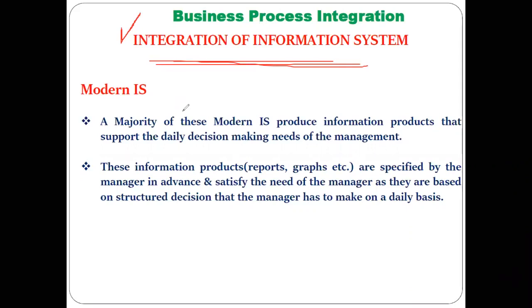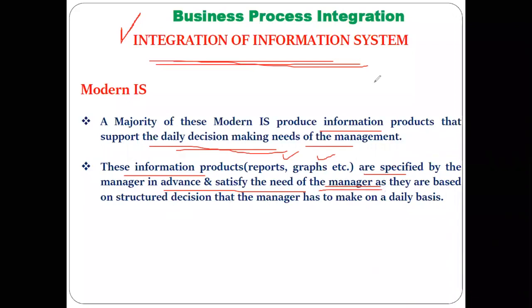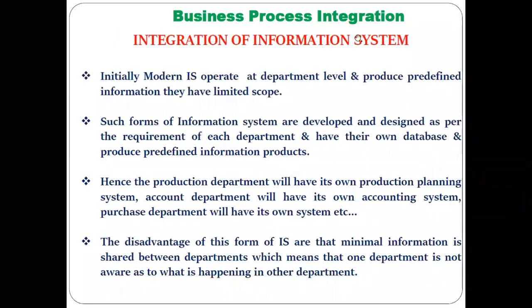Yes, sir. Okay. Now, you can see, a number of times we have discussed that the modern information system produces different kinds of information, and we utilize this information for decision making, etc. The information produced by the information system is in the form of reports, graphs, charts, etc., and all this information is utilized by the managers of that company in order to make different kinds of decisions. That is some of the functionality of the modern information system.